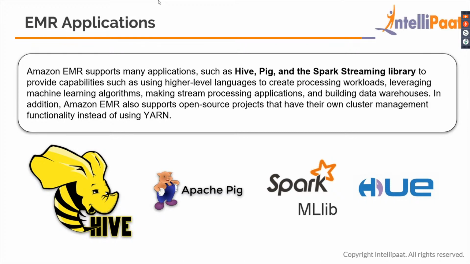Now, what are the other applications available on EMR? As I told you, you can see over here, it supports many applications: Hive, Pig, Spark, streaming platform. It supports Yarn, it supports Hue, it supports mostly all the Apache products, that is, the Hadoop ecosystem products. You can go ahead and look into that more. We'll not be covering this a lot. Next I'll be doing a hands-on using Hive on EMR. In addition, Amazon EMR also supports open source projects that have their own cluster management functionality instead of using Yarn. So if you're using your own resource management instead of Yarn, that is also fine. EMR allows that as well.